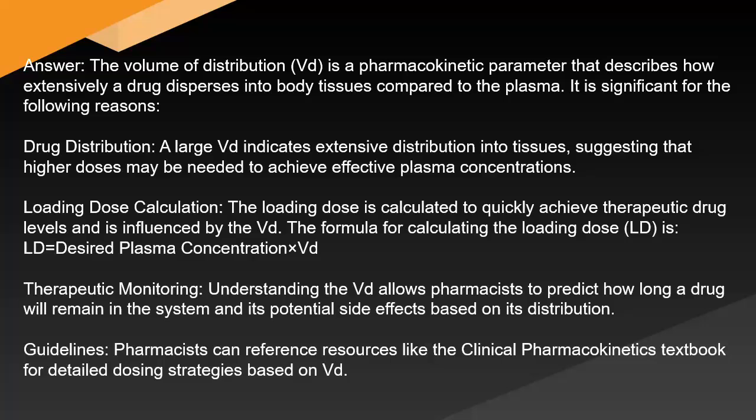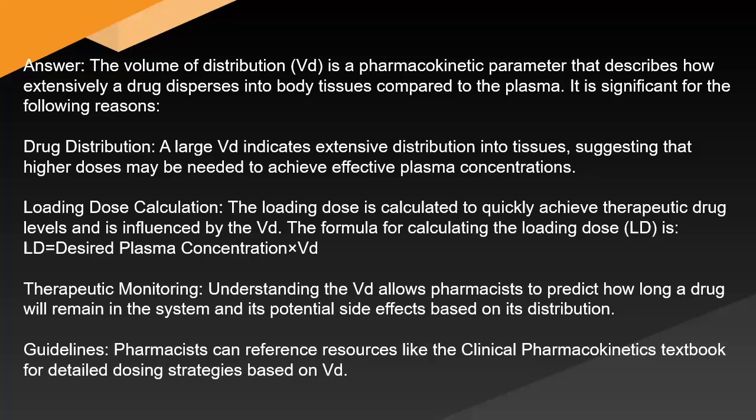Drug distribution. A large Vd indicates extensive distribution into tissues, suggesting that higher doses may be needed to achieve effective plasma concentrations. Loading dose calculation. The loading dose is calculated to quickly achieve therapeutic drug levels and is influenced by the Vd. The formula for calculating the loading dose (LD) is LD = Vd × desired plasma concentration. Therapeutic monitoring. Understanding the Vd allows pharmacists to predict how long a drug will remain in the system and its potential side effects based on its distribution.